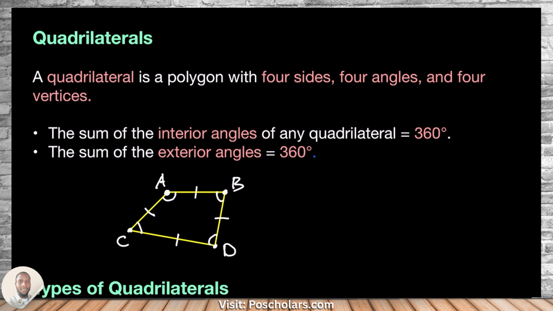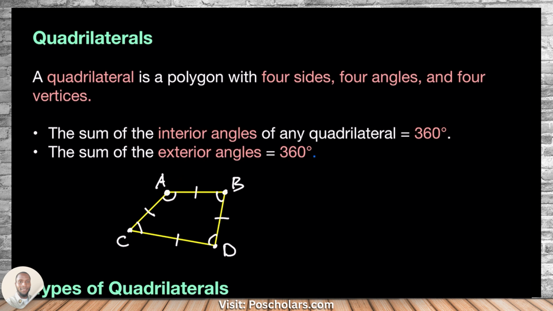Then another information is that when you sum all the angles, right, it must equal what? 360 degrees. It must not be more than 360. When you add this angle, this angle, this angle, and this angle, they all sum up to what? 360 degrees. Same thing, the exterior angle is the angle outside.